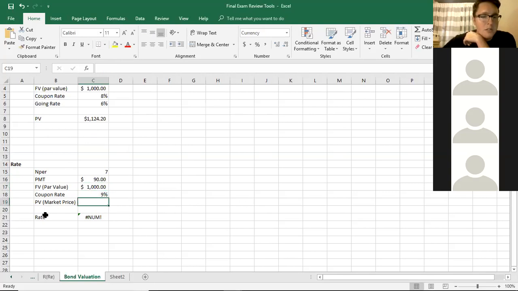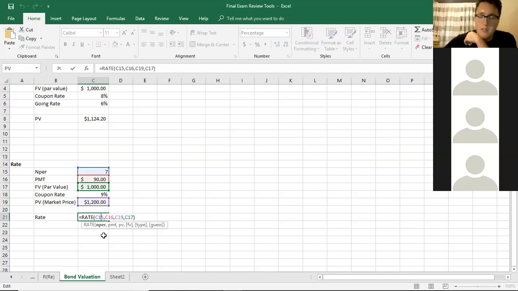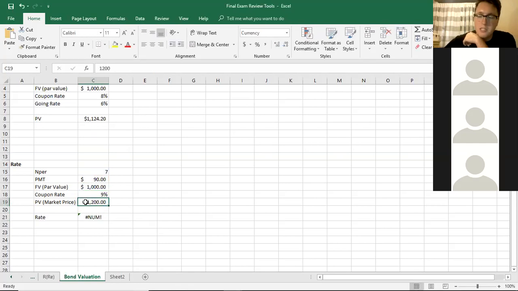And then if I'm trying to find the yield to maturity, I want to look at what is the present value market price of the bond. So let's say that this bond is worth $1,200 right now. Okay, so I actually want to put this one in as a negative, or it won't solve. If I put it in as a positive, it will confuse the equation and it won't be able to solve. So I need to enter the market price as a negative. And that tells me that the yield to maturity is going to be 5.48%.